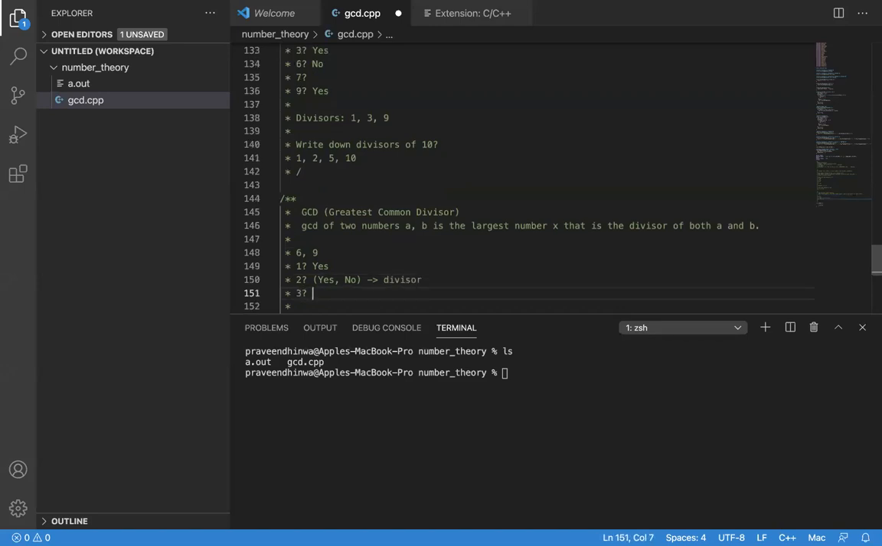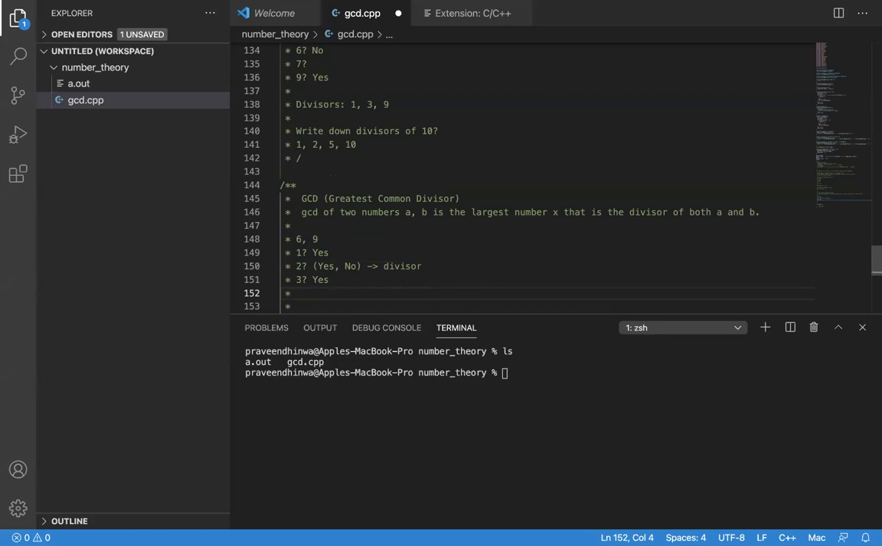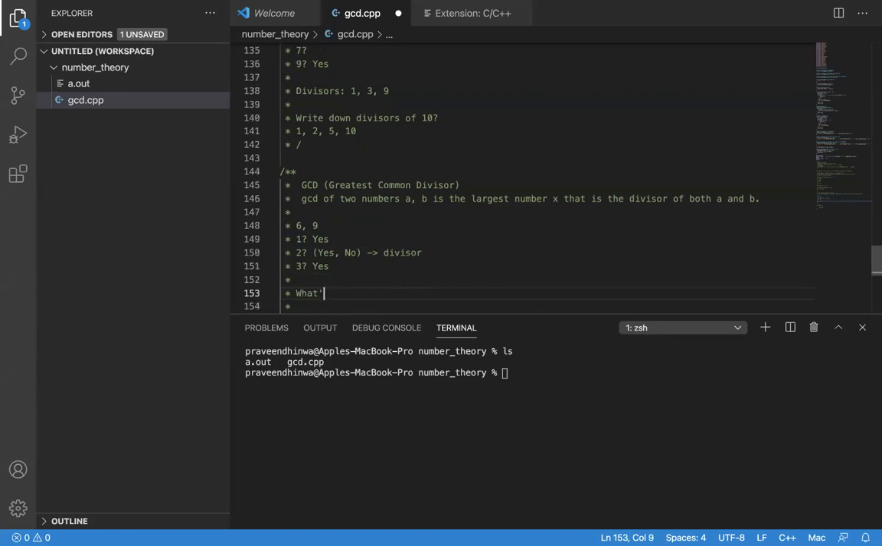Is 3 a divisor? Answer is yes. Is 6 a divisor? No. Is 9 a divisor? No. So what is the greatest divisor of 6 and 9? You can see it is 3.